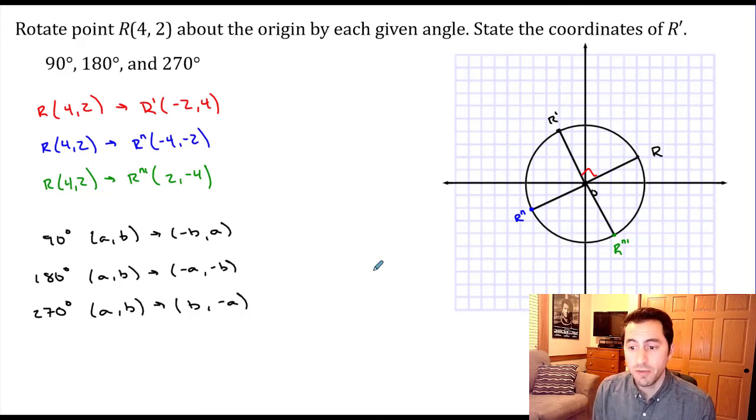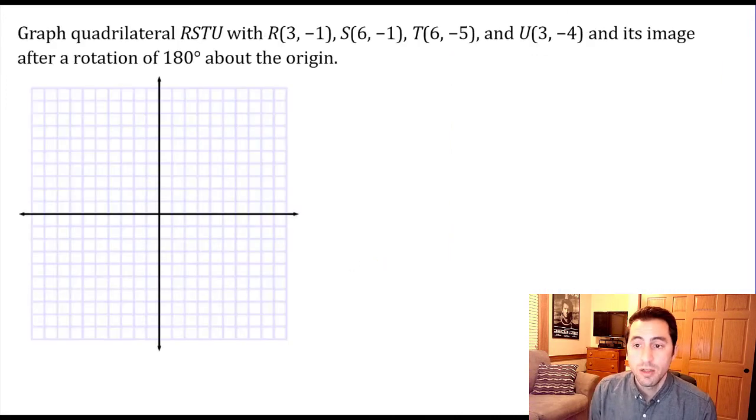Okay, so now that we have these rules, let's apply these in a specific example. So I have a quadrilateral RSTU with the following coordinates. R is 3, negative 1, S is 6, negative 1, T is 6, negative 5, and U is 3, negative 4. And I want to graph that quadrilateral and its image after rotation of 180 degrees.